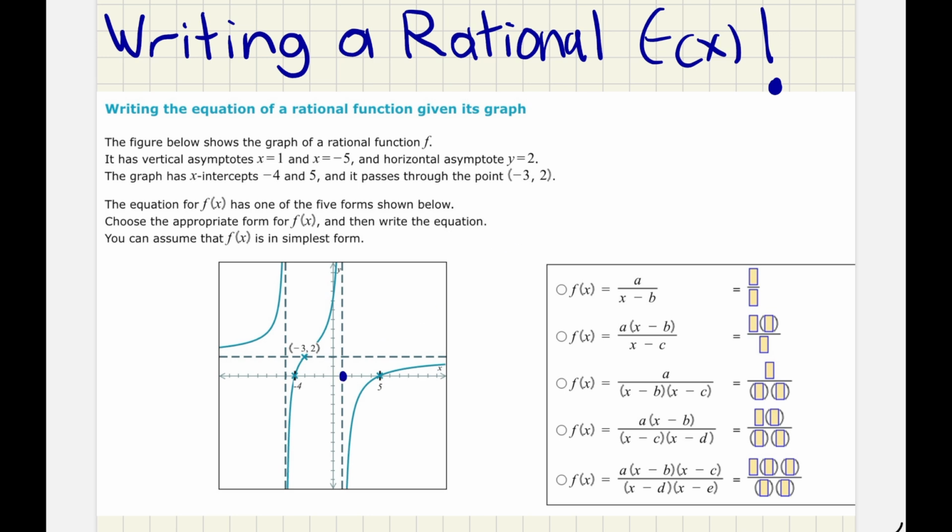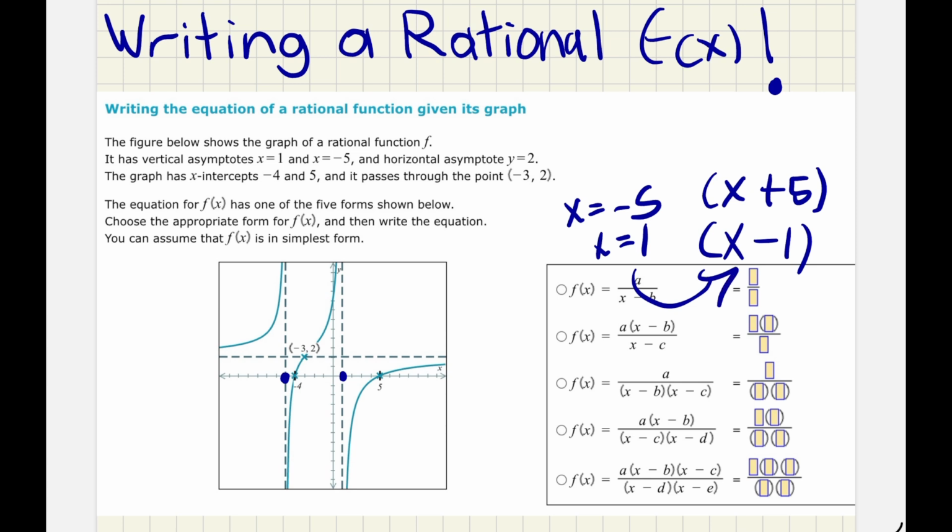So these asymptotes right here are at x equal -5 and x equal 1. Remember, I always write x equal to the number we have right there, and then I write the parentheses with the opposite sign. Because remember, the asymptote is at the number that makes the denominator 0, the parenthesis 0. So those two parentheses are going to be in the denominator. It can be this option, or this option.